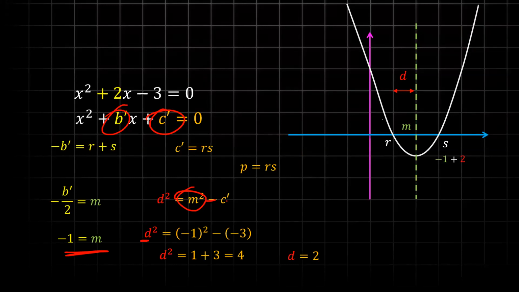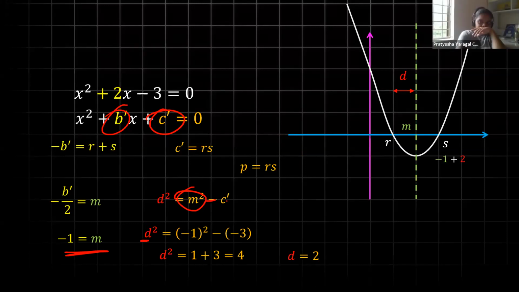What does M equal to minus 1 suggest? M is at minus 1. It just means negative slope. That's all. Okay, done.